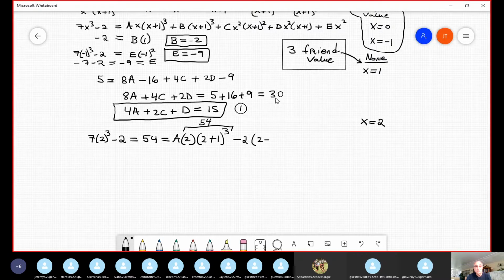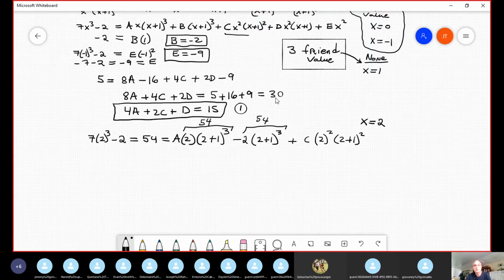So it's 2 plus 1 cubed. 2 plus 1 cubed is 3, 3 cubed is 27, again it's 54. Wow, a lot of 54 in this problem. Minus 54. Plus C. So for C we have 2 squared and 2 plus 1 squared.